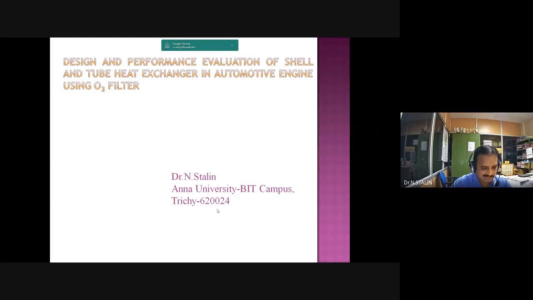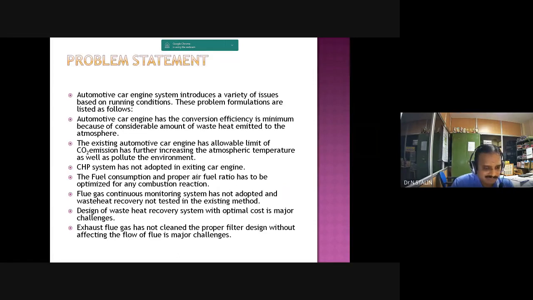On the shell side, I allow the flue gas emitted from the vehicle, and on the tube side I allow normal tap water. The water supplied through the tube side gets evaporated and forms steam, and I put a small condenser so that the normal water is converted into distilled water. My aim is to recover the waste heat as well as convert normal water into distilled water.